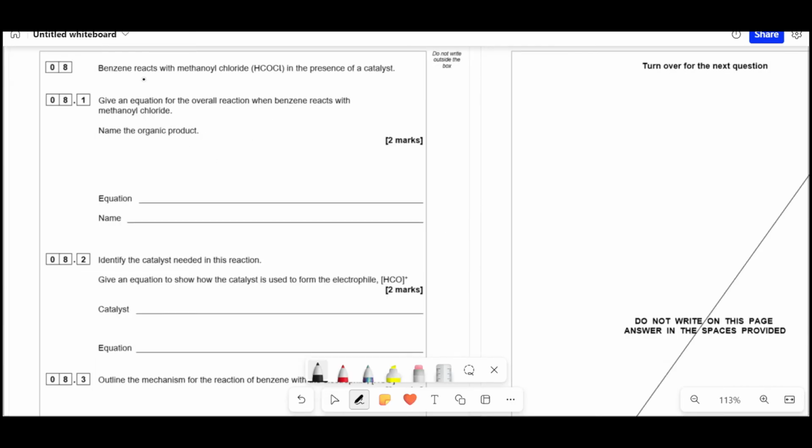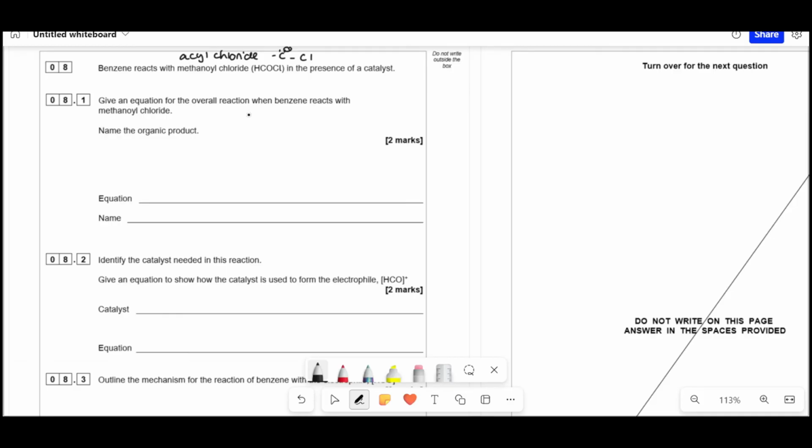So now it says benzene reacts with methanoyl chloride in the presence of a catalyst. So you should be able to recognize, obviously, benzene, but that is an acyl chloride, which looks like a C double bond O Cl like that. You should be able to see this and be like, oh, that's what it's going to look like. So then you should be like, okay, what do I know of where benzene reacts with an acyl chloride? And it's like, oh, that's what it is. We're doing Friedel-Crafts acylation, all right?